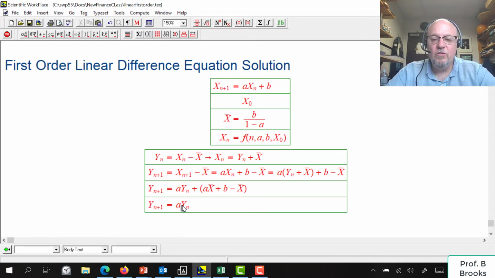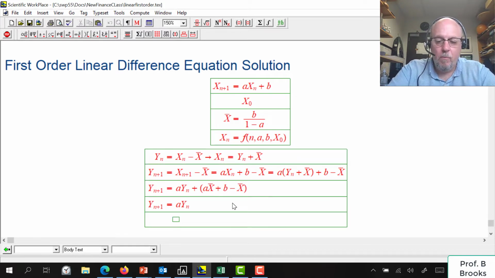The next y value is just a times the last y value. But I need a y naught. I had an x naught. Oh, well, our equation here is y sub n is equal to x sub n minus x bar. So I have a y naught. The initial y value, y naught, is just equal to x naught minus x bar. I mean, all the y's are just that. Their corresponding x value minus x bar. So if I have an x naught, I have a y naught.